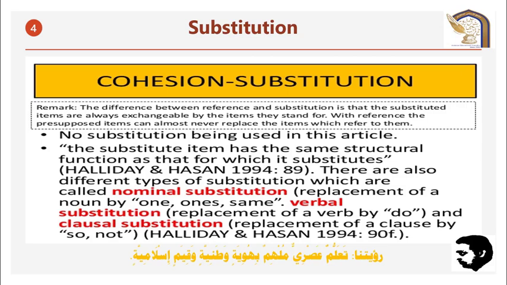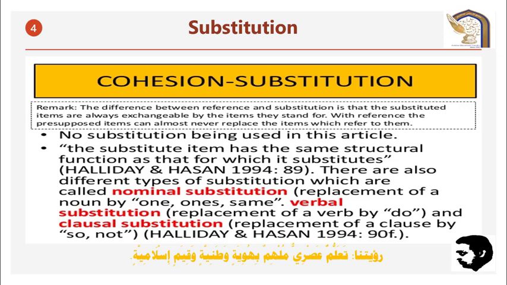The fourth cohesion technique is substitution. Simply, substitution means to substitute a word with another. But what's the difference between reference and substitution? The difference is that substituted items are always exchangeable by the items they stand for. I mean, you can use both instead of one another. But with reference, the presupposed items can almost never replace the items which refer to them.